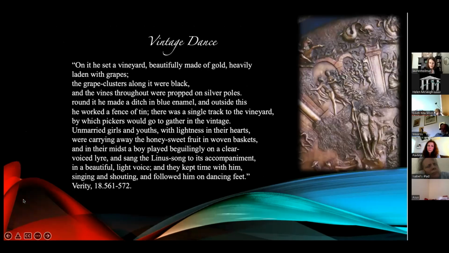Now, immediately after this, after these scenes of death that he has created, Hephaestus contrasts them with scenes of pastoral farmland and harvest, again portraying the dichotomy of war and peace. On it, he set a vineyard, beautifully made of gold, heavily laden with grapes. The grape clusters along it were black, and the vines throughout were propped on silver poles. Round it, he made a ditch in blue enamel, and outside this, he worked a fence of tin. There was a single track to the vineyard by which pickers would go to gather in the vintage.